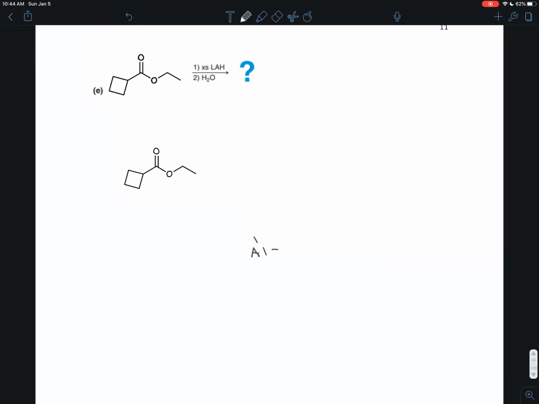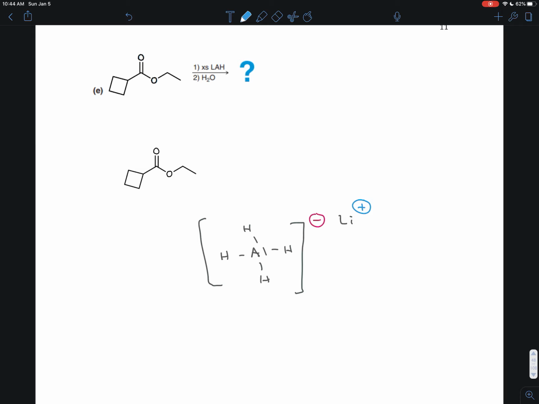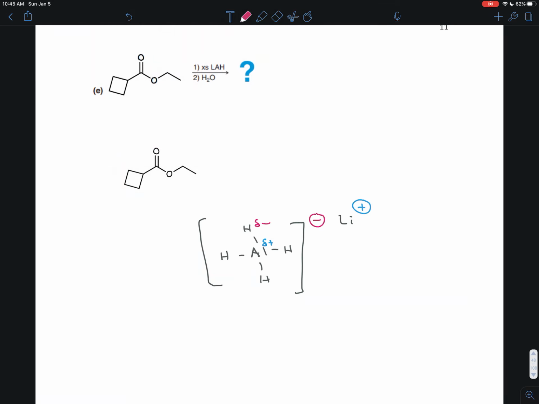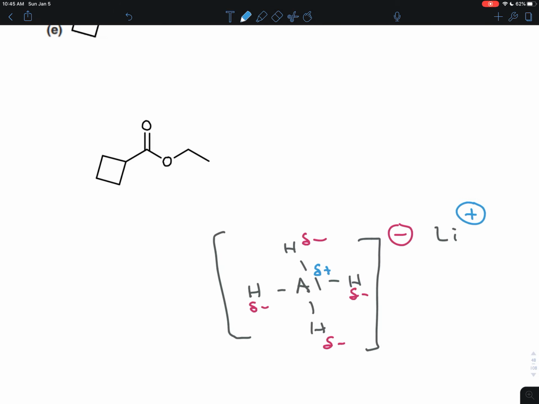So aluminum with the 4 hydrogens all acting as one unit that together has a negative charge, and lithium is going to have a positive charge that counterbalances that. The aluminum is a metal, so it has very low electronegativity, gives its electron density away to the hydrogens, which become slightly negative and therefore nucleophiles. So those are going to be attracted to this carbonyl carbon.